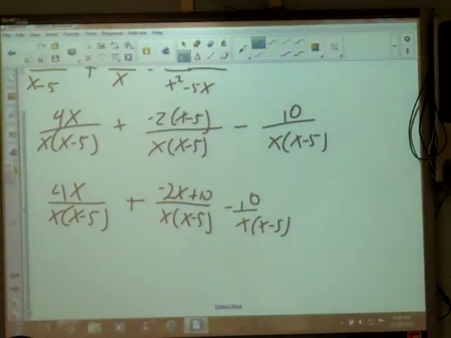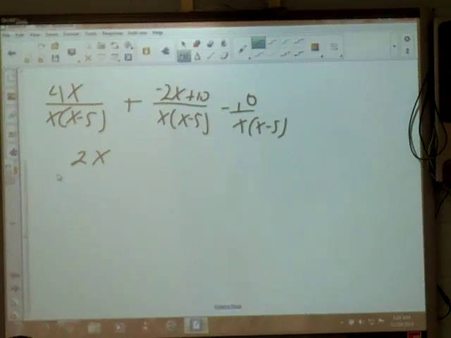All right. So left to right. 4x, it's just like terms. 4x plus negative 2x is 2x. And then I've got a 10 and a negative 10. That cancels out, right? So all I've got left on the top is 2x. And then on the bottom, there's still my denominator.